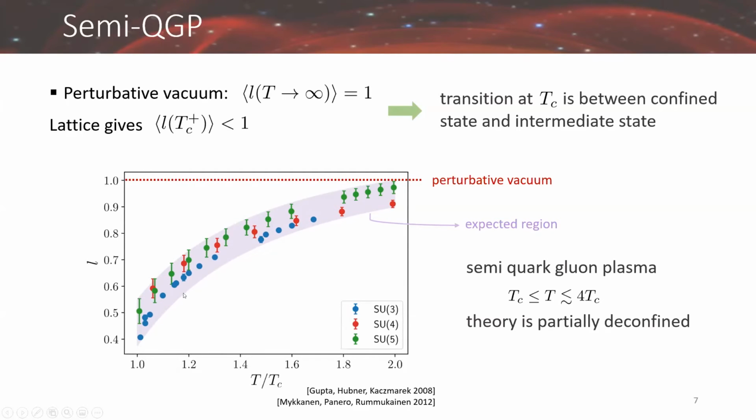These are the groups we have lattice data from for the order parameter. And you can see that they all fall in this purple region, which we call the expected region, as we want to extend that to other gauge groups.